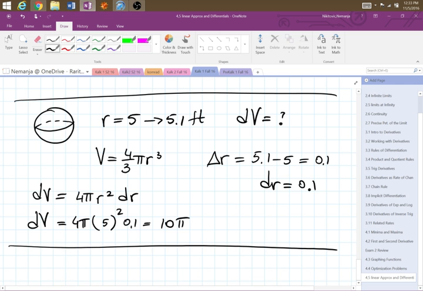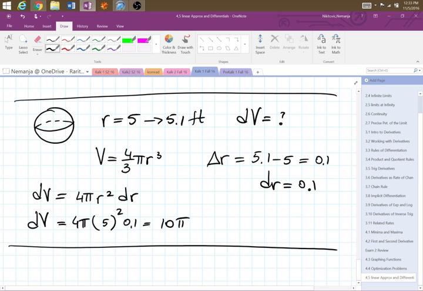Yes. So this is the volume formula, right? We can compute this volume formula at 5 and at 5.1. The difference of those two is the true change in volume, right? But we want to avoid those calculations because this is much faster, and it's good enough for engineering purposes. So let's do it real quick.